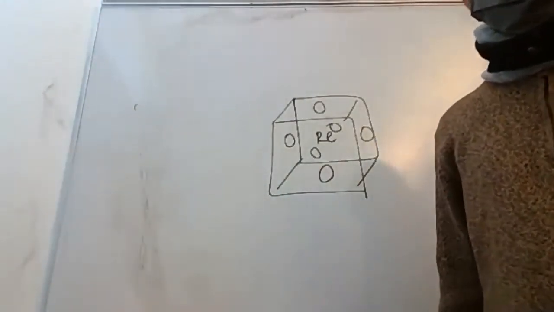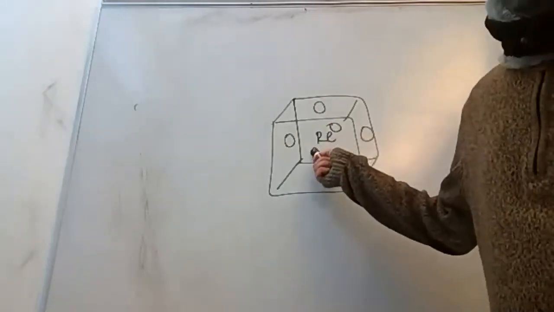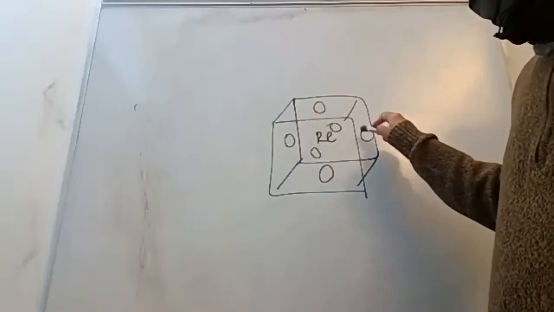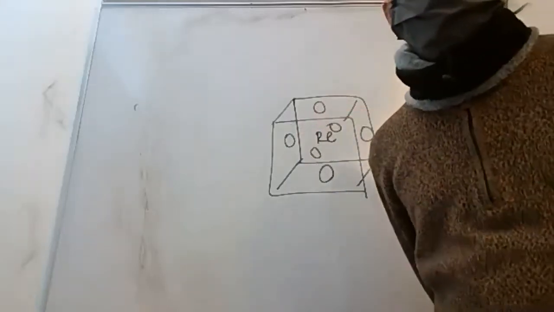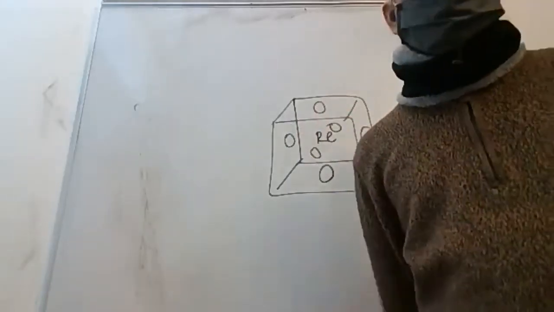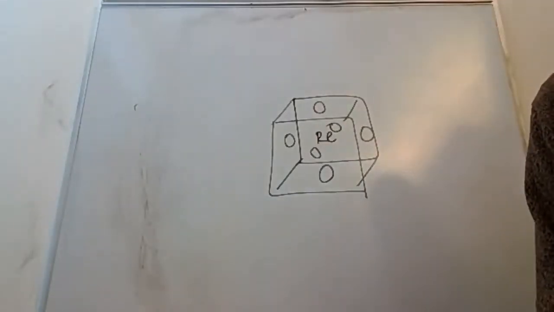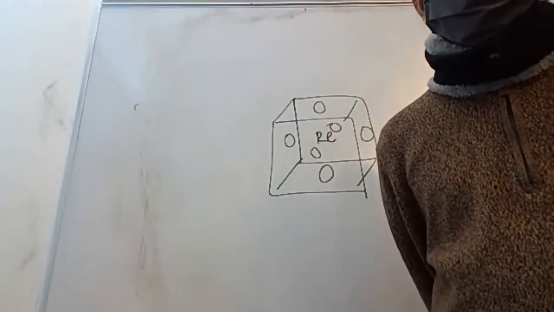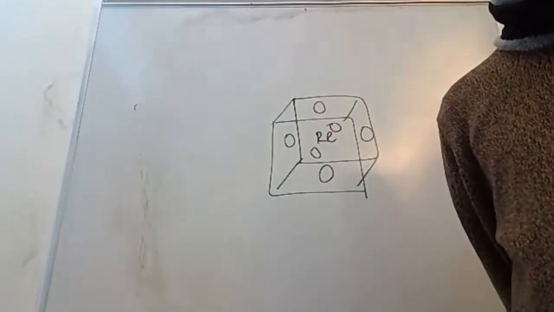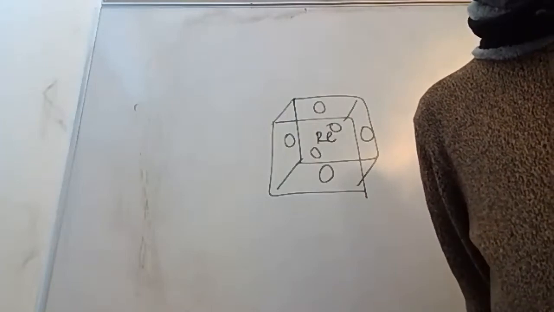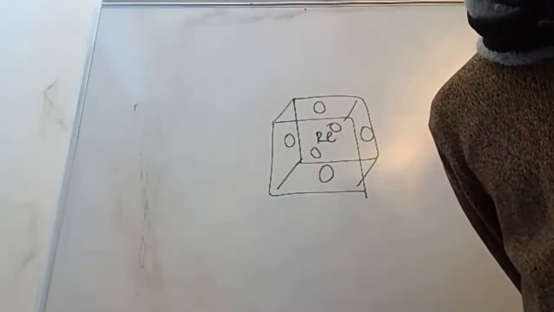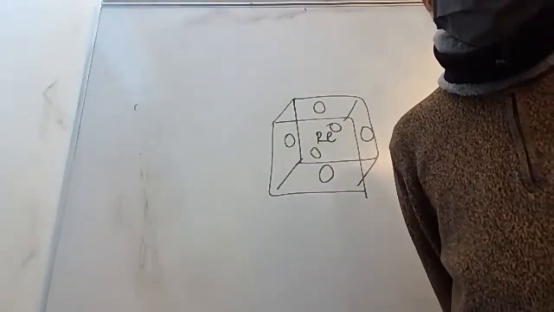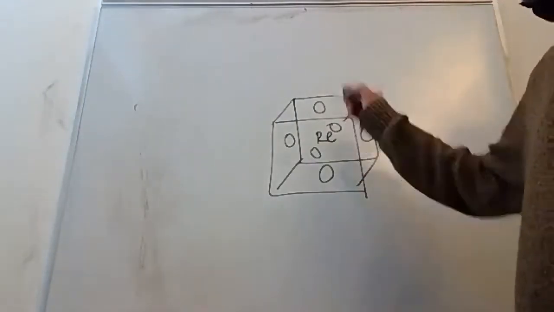Let's have a solid with rhenium metal in the middle and oxygens on the centers of the faces. What should be the formula of this oxide? So how many effective number of rhenium atoms do you have in the structure? This looks like a body-centered position, right? So can I say that effectively there's only one rhenium?